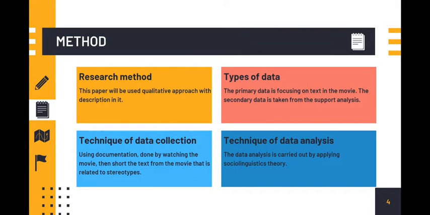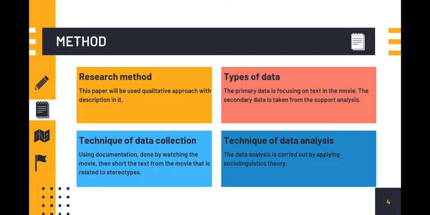The next part is method. In this part, I divided it into 4 parts. The first one is research method. So in this research, the researcher decided to use qualitative approach with description in it. Qualitative study provides a deeper understanding and meaning of the data because the researcher will interpret the data in the form of description.